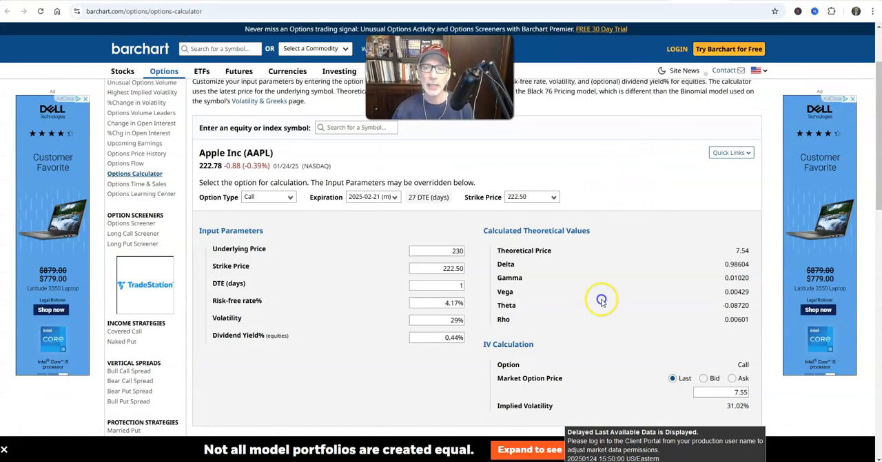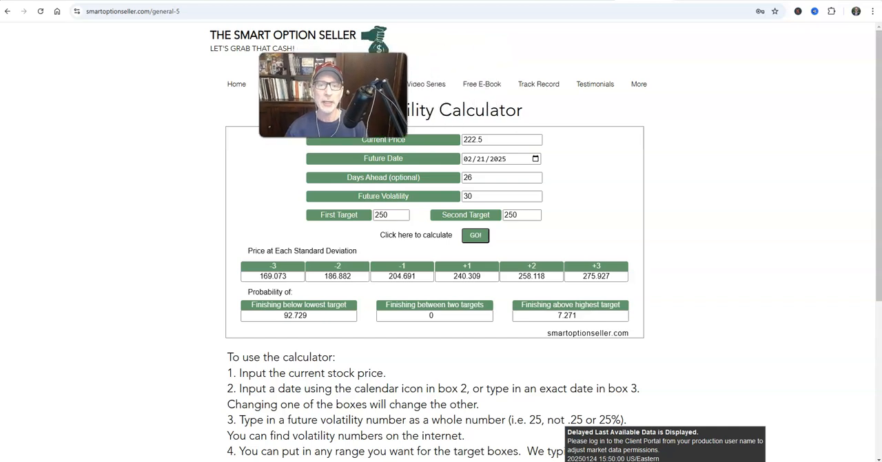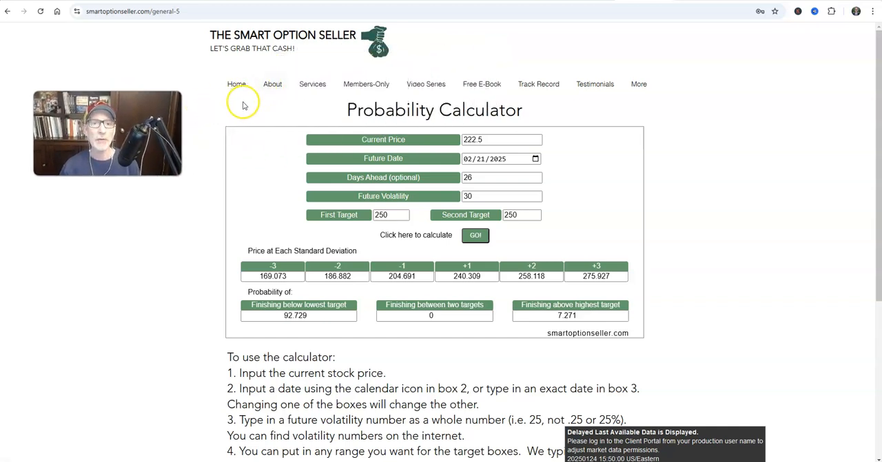The other thing that we can look at is our probability calculator. Okay, so this is something that we have on our website under our services tab, our probability calculator. We put in some numbers here. Let's put in 28 days left to expiration. Future volatility is around 30%, and we want to know if Apple is going up to 230 from its current level. Okay, so here's what we do. We're starting at 222.70. And in the next 28 days, what are the chances of Apple going up to $230? And we click on go.